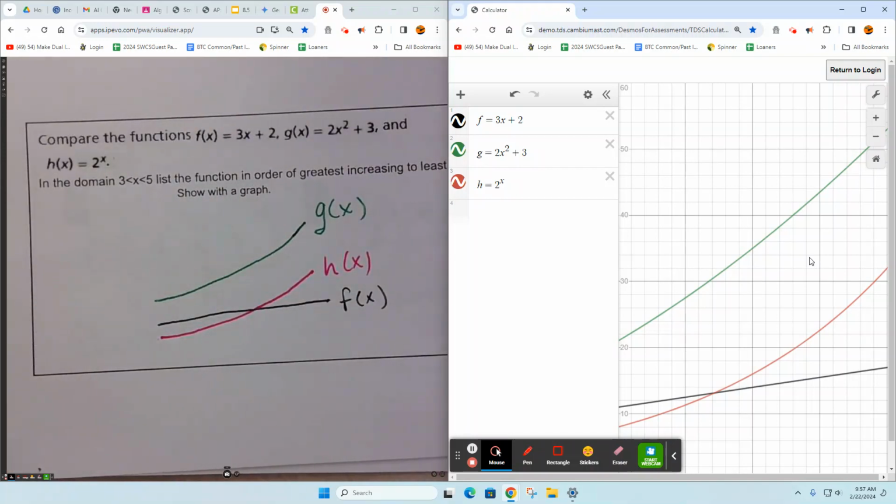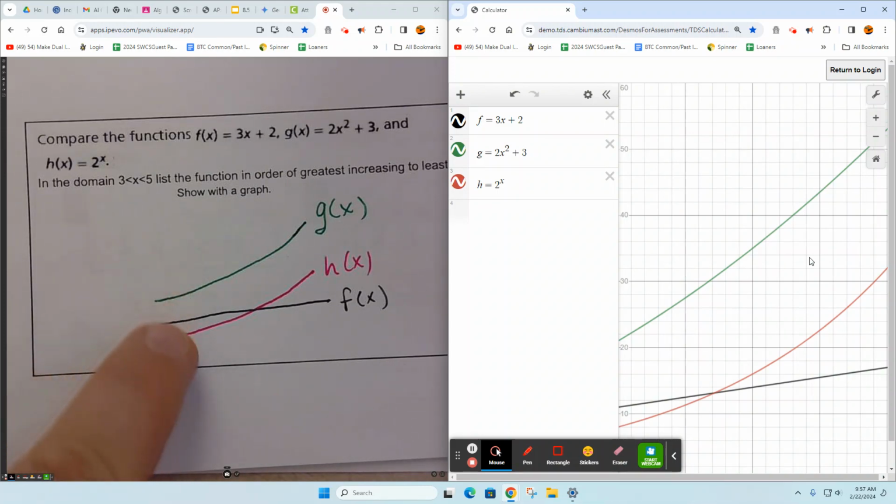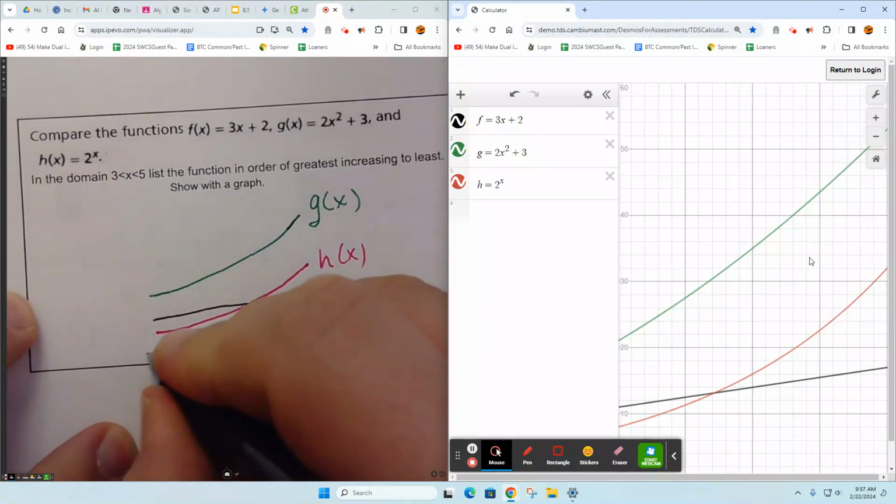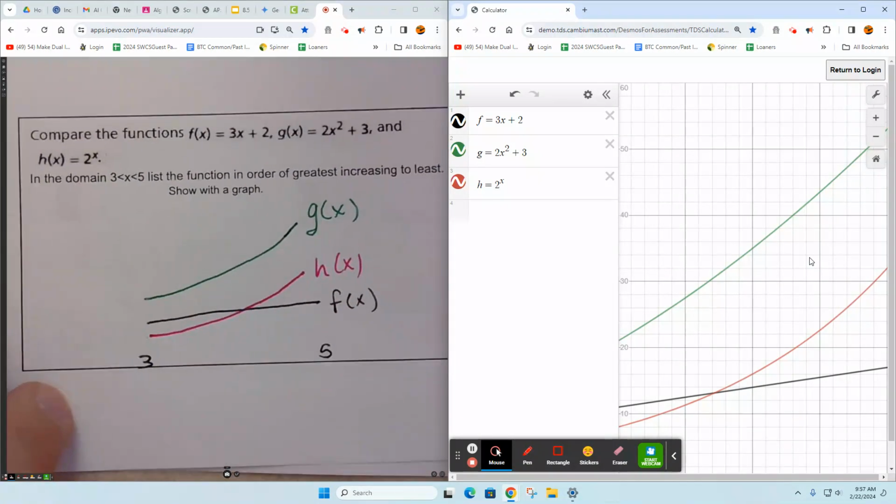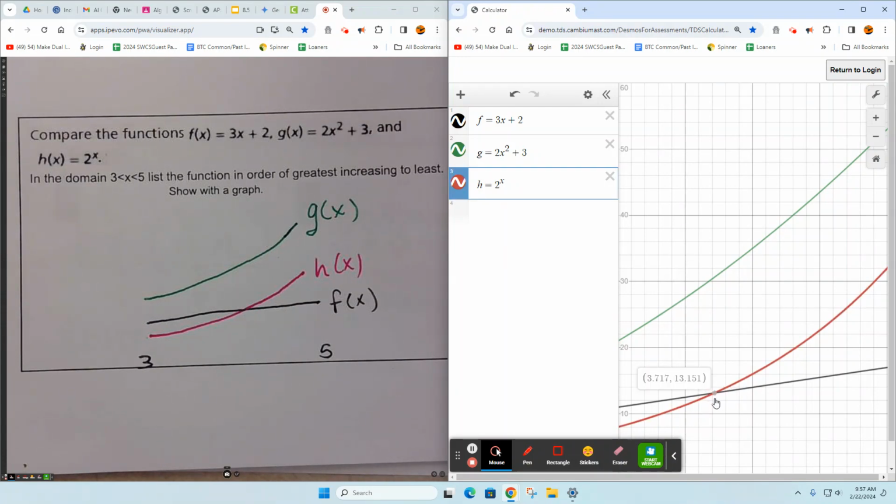A question I could ask: who's winning at 3? G. Who's got second place at 3? H. No, F. We're talking about this end, right? Because this goes from 3 to 5. So be careful, right? When are H and F tied? At 4. Okay, looks like 4. I'm going to click here. If I ask that question, I would want to answer 3.717, right? So I could ask all kinds of questions based on this little window.